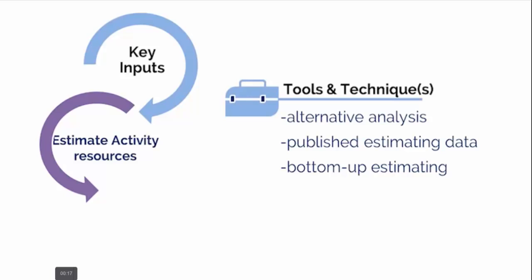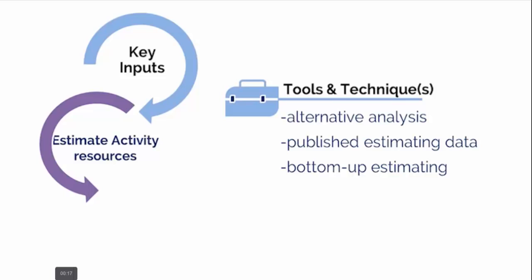Published estimating data. Several organizations routinely publish updated production rates and unit costs of resources for an extensive array of labor trades, material, and equipment for different countries and geographical locations within countries. For example, after reviewing public records, you determine that laying a brick takes approximately 10 minutes for an average mason.